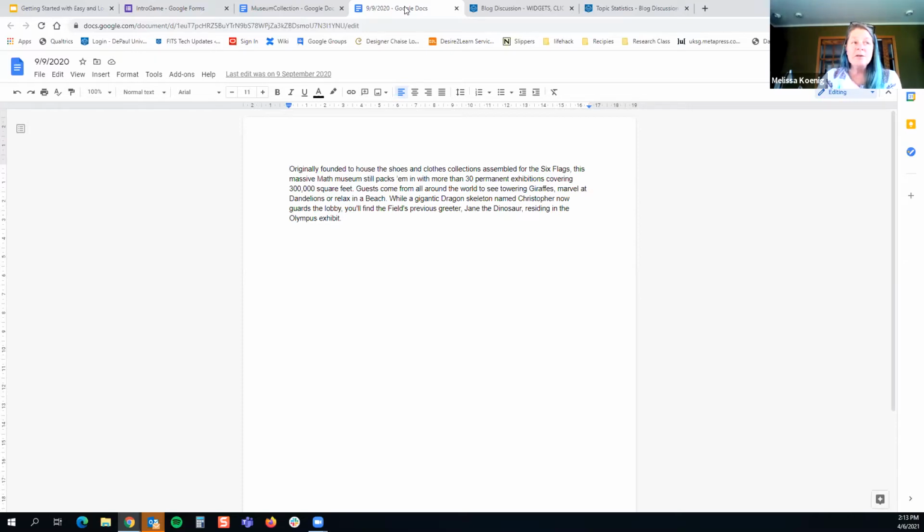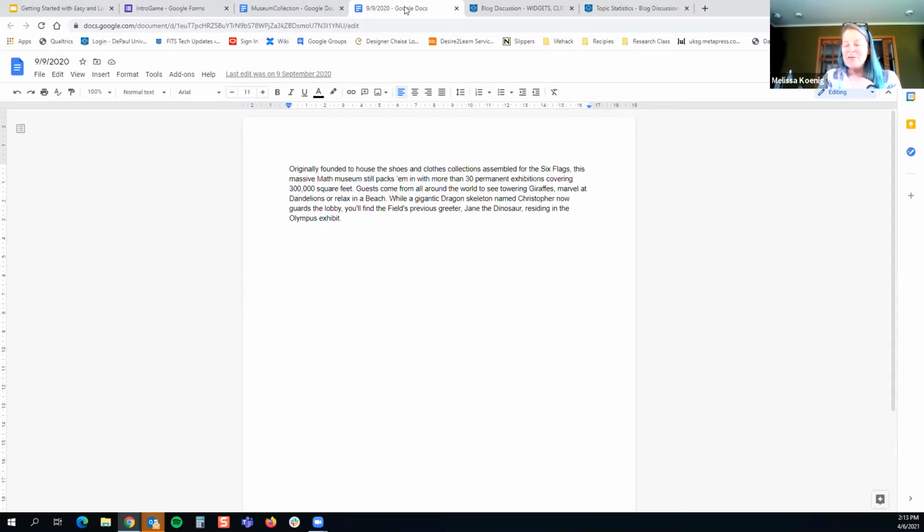So this one was originally founded to house the shoes and clothes collections assembled for the Six Flags, this massive math museum. Still packs them in with more than 30 permanent exhibits covering 300,000 square feet. Guests come from around the world to see towering giraffes, marvel at dandelions, or relax at the beach, while a gigantic dragon skeleton named Christopher now guards the lobby. You'll find the field's previous greeter, Jane the dinosaur, residing in the Olympus exhibit.